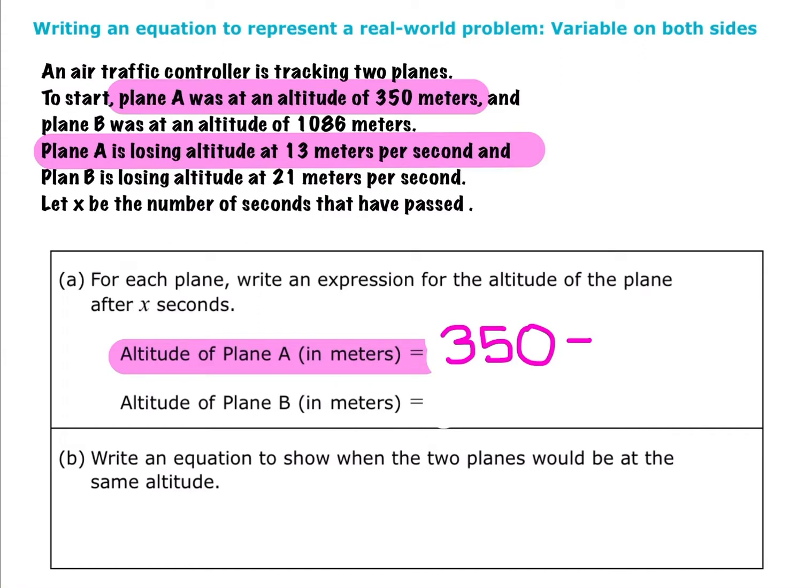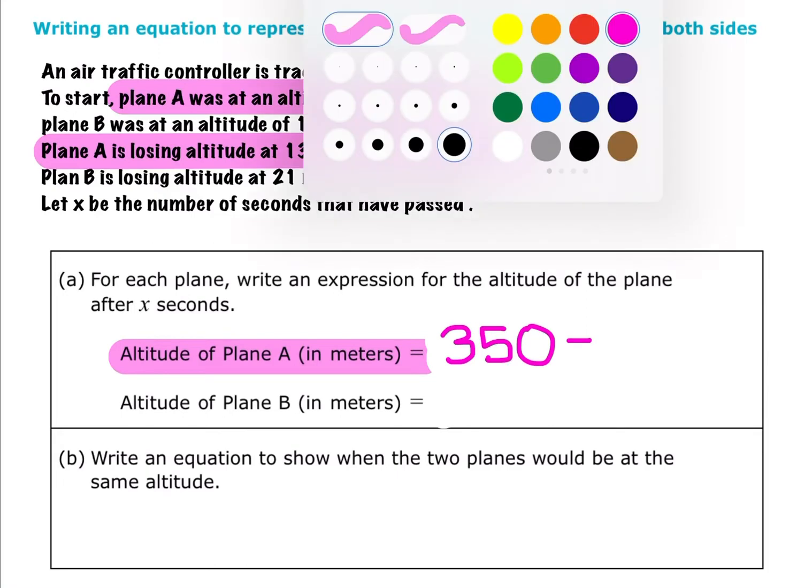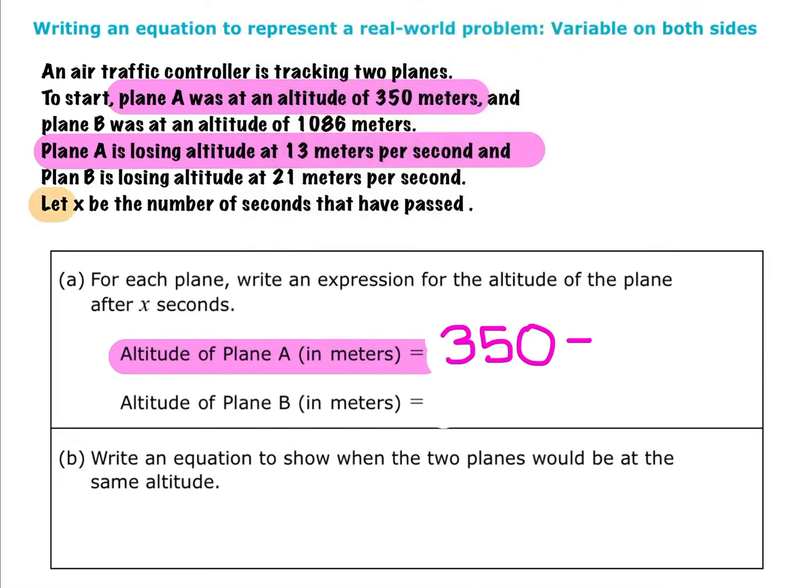Then 2 seconds go by, minus 13 times 2. 3 seconds go by, 13 times 3. Since x is the number of seconds that have passed, we're going to be subtracting off 13 multiplied by x.